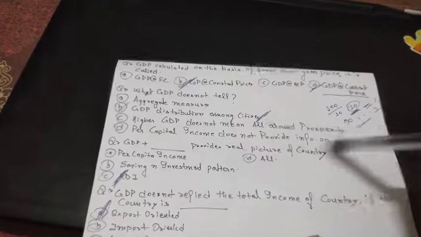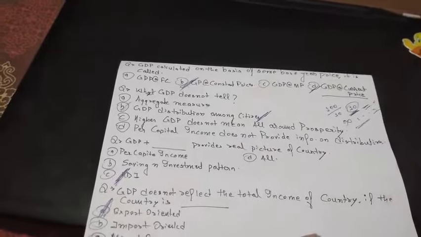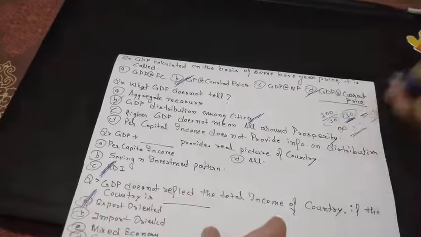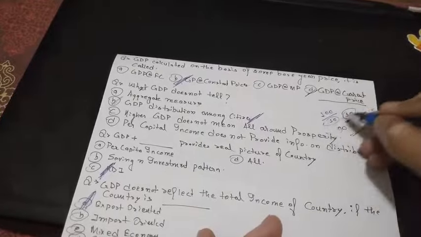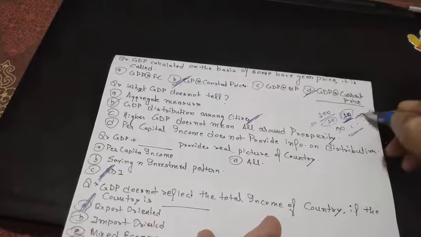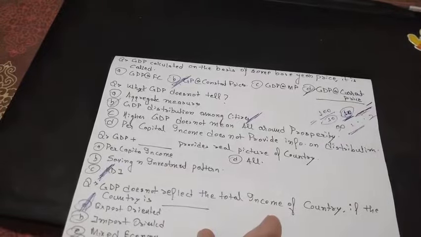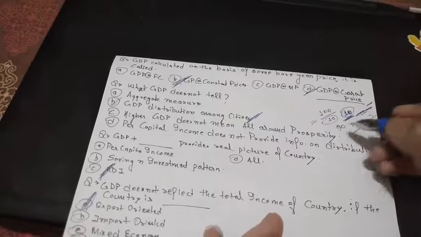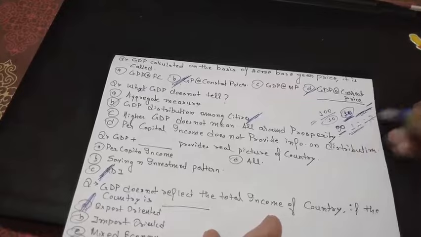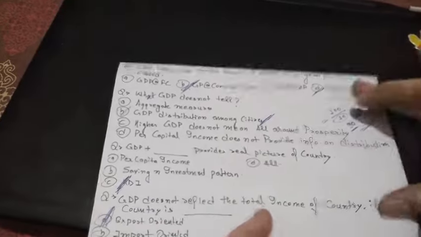Yes, this does not provide the information on the distribution. For example, if the GDP is 100 and there are 10 people, then per capita income says that each of the 10 people has 10 rupees. But actually, if we go inside, we see that one person has 90 and another person has 1 or 2 rupees in hand. So that is the problem with the GDP.